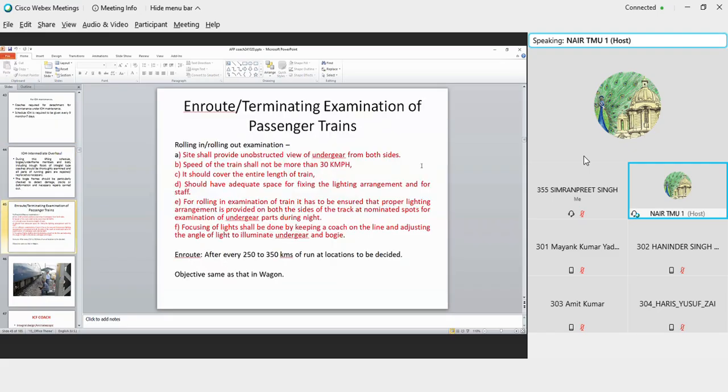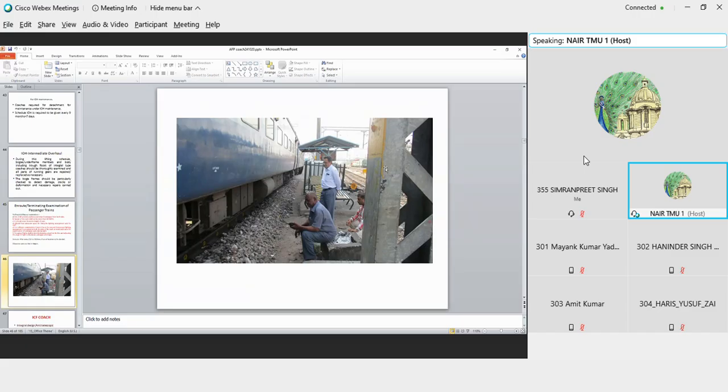Now, there is something called en route examination. You would have seen that people sit on both sides of the platforms. What they are trying to do is called rolling in, rolling out examination, when the train is rolling into the platform.